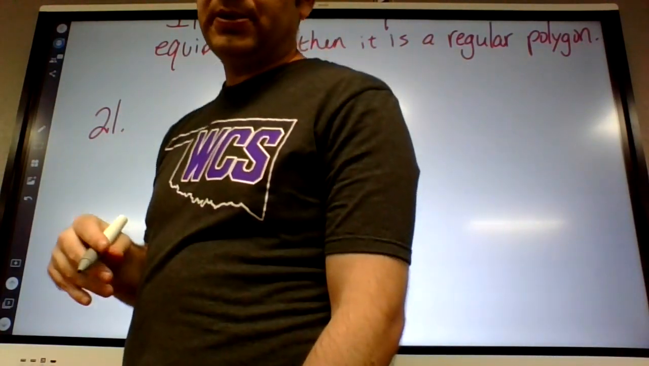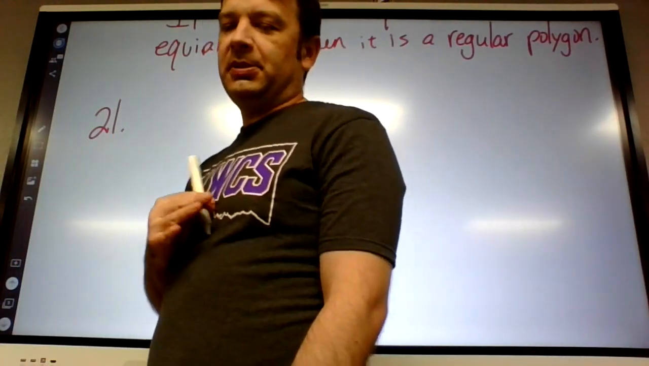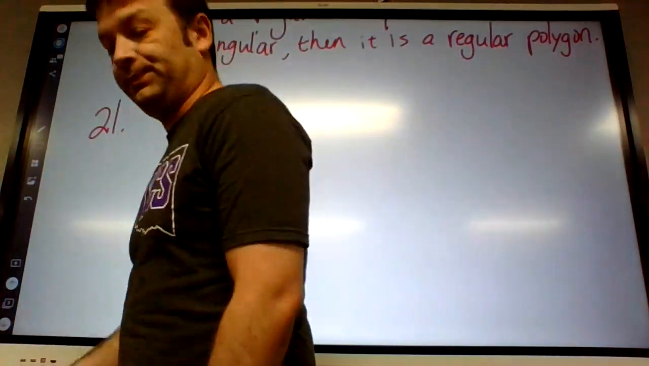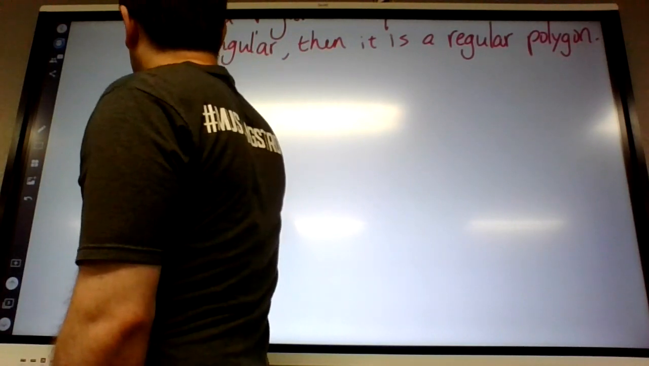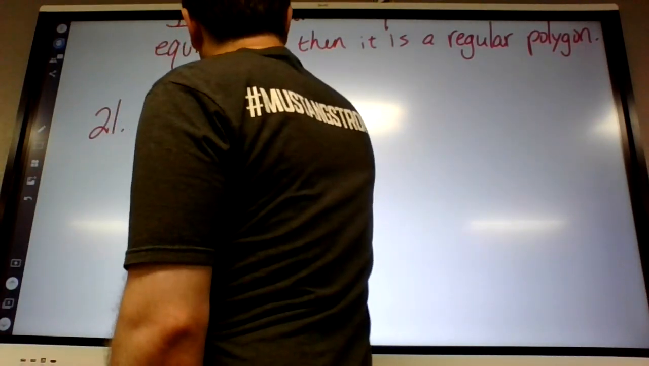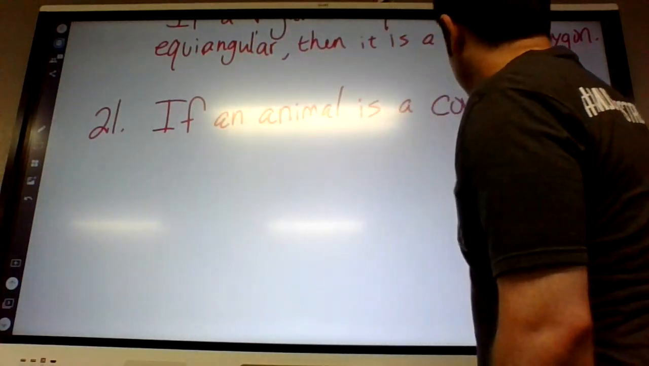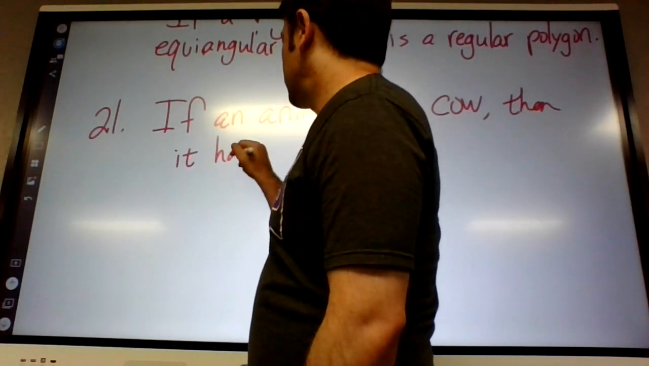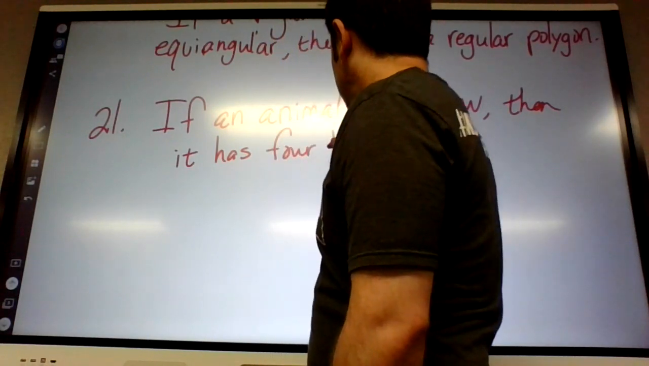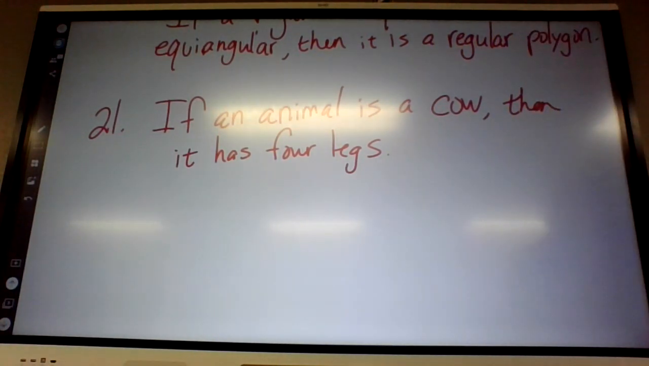If an animal has 4 legs, then it is a cow. Converse just means backwards. If an animal is a cow, then it has 4 legs. Remember when I read the directions a minute ago?